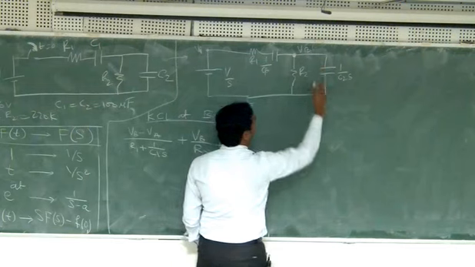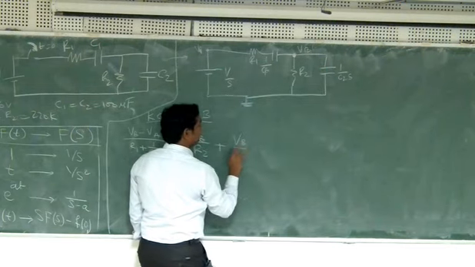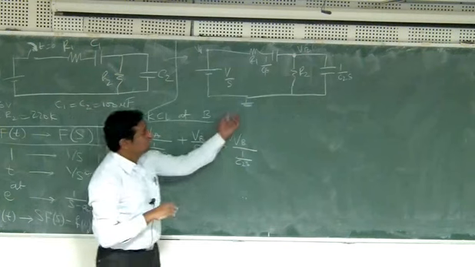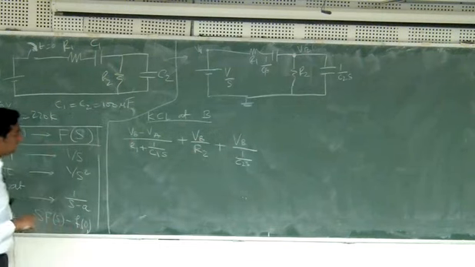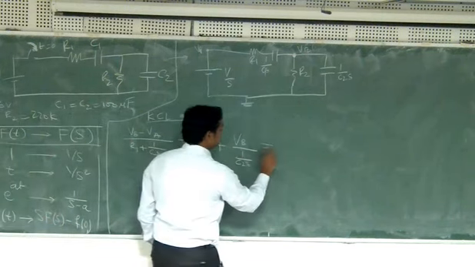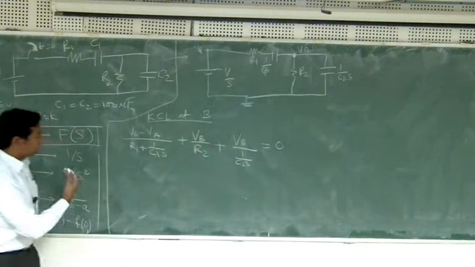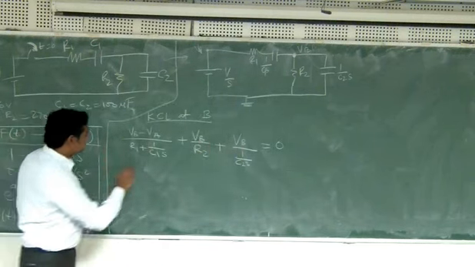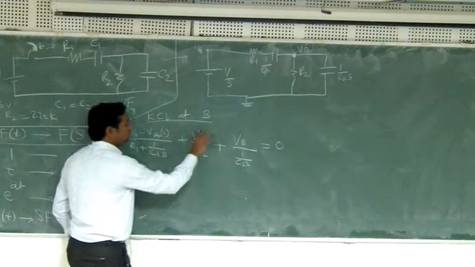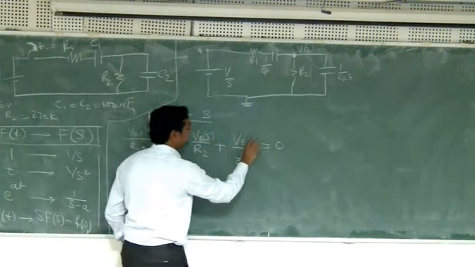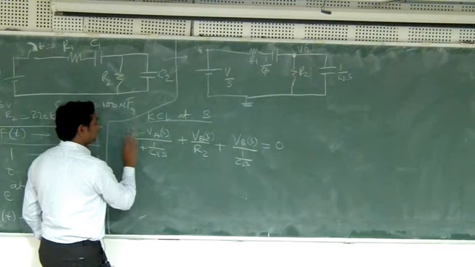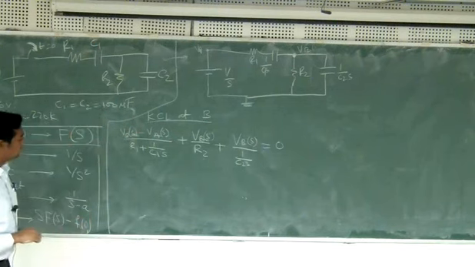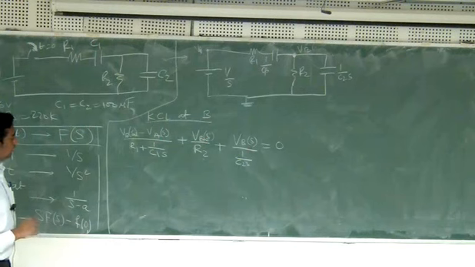plus current in this branch VB by 1 by C2S. Because the other side is 0 volts, I can directly write it like that, and this is equal to 0. So this is Kirchhoff's current law at P, and from this, VA is known, VB is unknown. Okay. So strictly speaking, I should be writing VA of S and VB of S like this. Okay. So what is the next step?